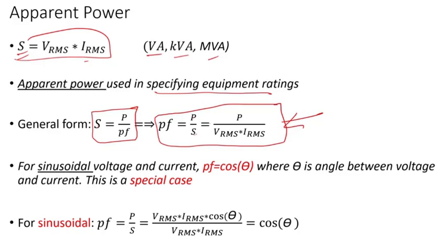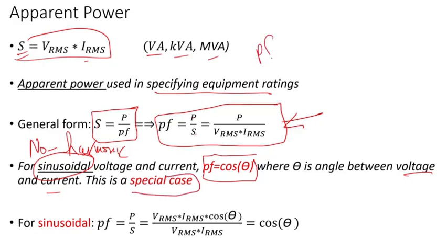So for sinusoidal voltage and current, that means no harmonics, you don't have any nonlinear issues, basically, then we use this equation here. Power factor is equal to cosine theta, where theta is the angle between voltage and current. I cannot emphasize this enough. This is a special case. Power factor equals cosine theta only if you have linear systems. If you have harmonics, you cannot.